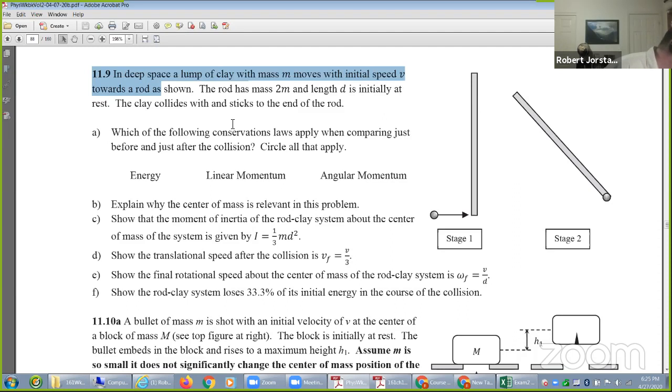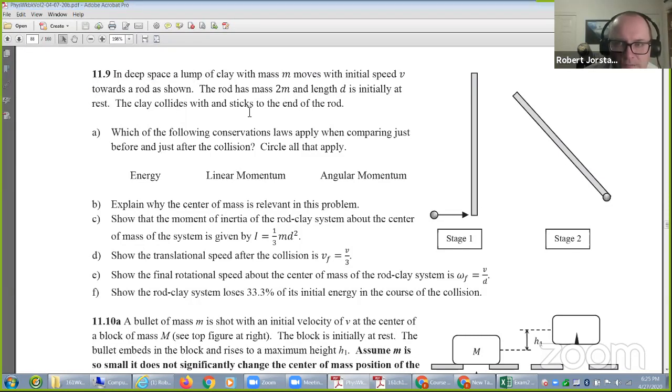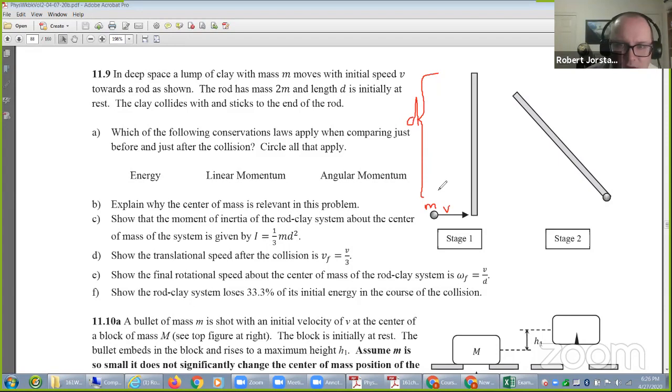Okay. 11.9, this is kind of one of the last variations on this topic. All right, so let's look at this one. Mass M, speed V. I know that this thing has length D. Initially at rest. Okay, got it.